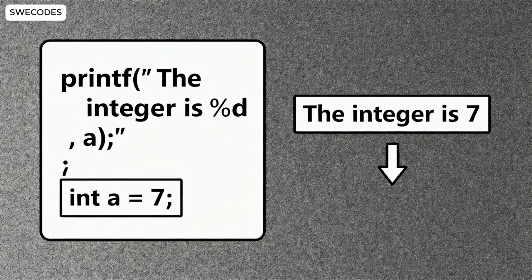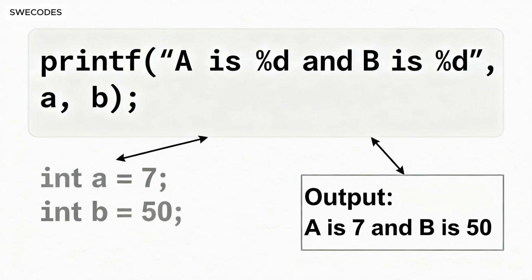When printf sees %d, it pauses, looks for the next argument, finds a, retrieves its value, which is 7, and inserts it. The result: the static text "The integer is" is printed. The %d is swapped at runtime for the value 7, and the \n, the new line character, moves the cursor to the next line. You have successfully created dynamic output. This pattern is essential because it scales.